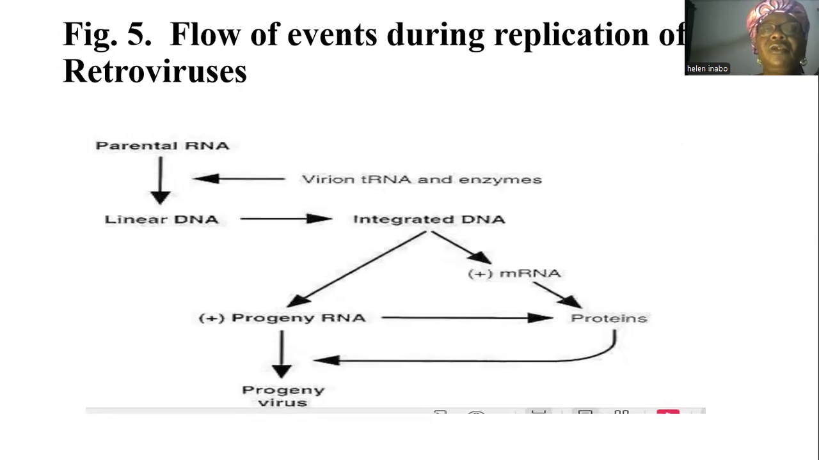Here is the flow of events during replication of retroviruses. Retroviruses with a parental RNA serve as a template for the synthesis of a linear DNA, and then the linear DNA is integrated into the host genome as integrated DNA, which can now be transcribed into positive strand messenger RNA and is translated into proteins. These structural proteins are assembled around the positive strand progeny RNA, which are assembled to become the progeny virus.